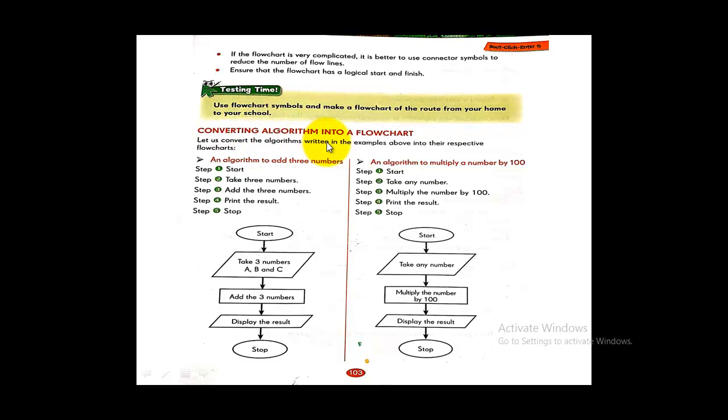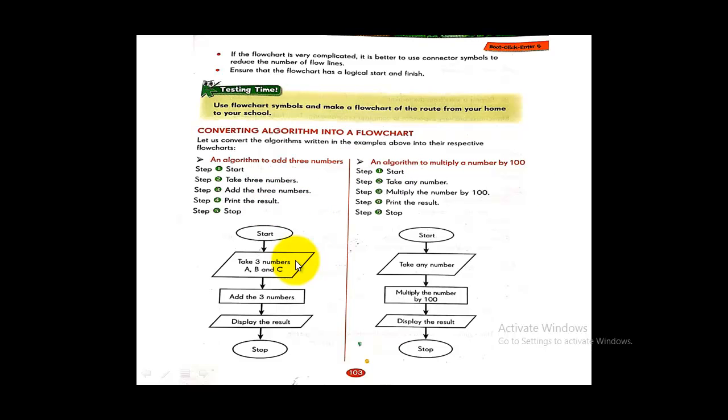Converting an algorithm into a flowchart. Now let's see here. Let's convert the algorithms written in the examples above into their respective flowcharts. For example, the algorithm to add three numbers and the algorithm to multiply a number by 100.